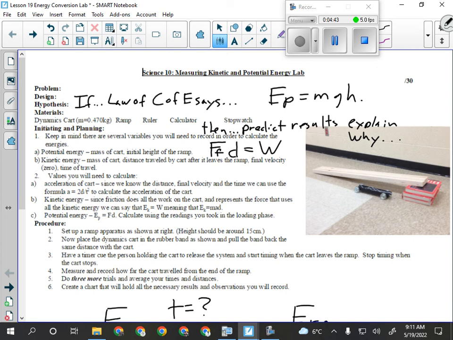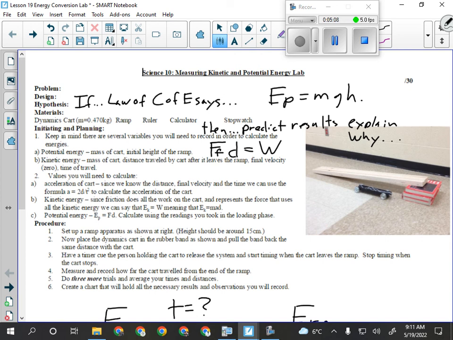It should be. I mean, the only reason the cart comes to a stop is because friction does work in order to take away all of its energy. Okay? So what we're going to do is measure a couple of things that will allow us to indirectly get the energy at the bottom of the ramp. Okay, so let's talk about the hypothesis and then we'll talk about the procedure.